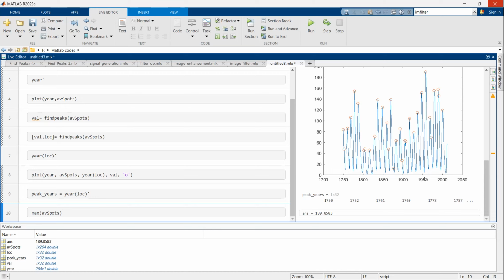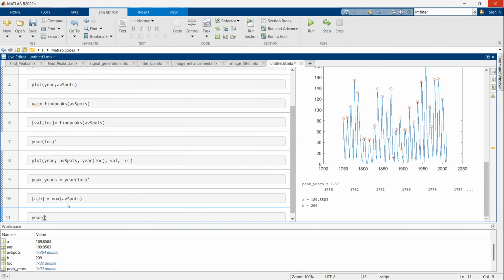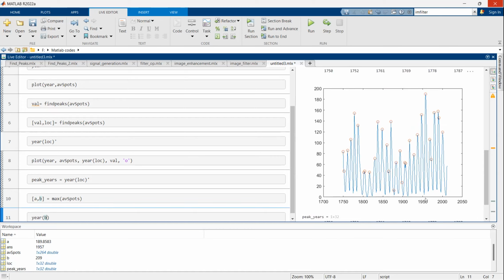You can also find the year associated with it. To find the year, you have to find the index at which you are getting this maximum. So you can also call two variables. The second variable will give you the index at which the maximum value occurs. You see, this is the 209th index. So what is the year at the 209th index? That is 1957. So that means in 1957 you are getting this highest peak. Is it clear? Yes, sir. Okay. So this is the way you can find the global maxima. Now let's see what to do with these misidentified peaks.